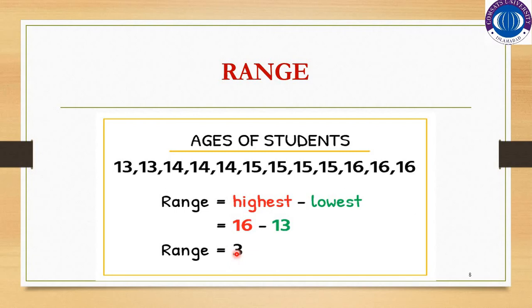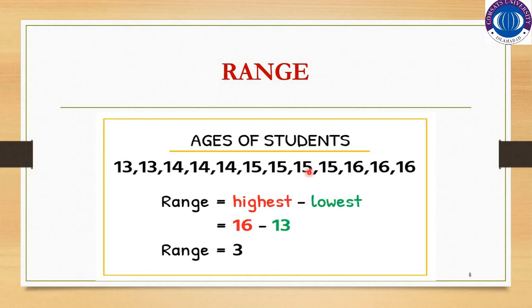This is the easiest measure of dispersion. Easy to calculate, easy to find out without any effort. But the drawback is that we are not including all the other values of the data besides the minimum and maximum value. We are only considering the highest value and the lowest value of the data, but we are not including all other data points.